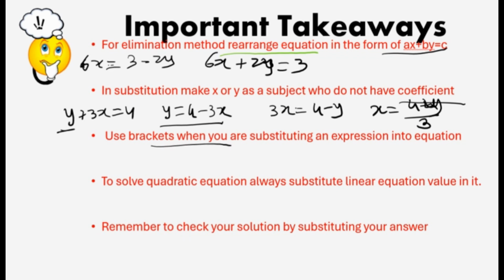Use brackets when you are substituting expressions into equations. Because we know that if there is a minus outside, and we are not putting a bracket, the signs inside the bracket will not change. So minus 2xy minus 4y squared. Because there is a minus outside, the signs inside the bracket will change, and that's why the bracket is very important.